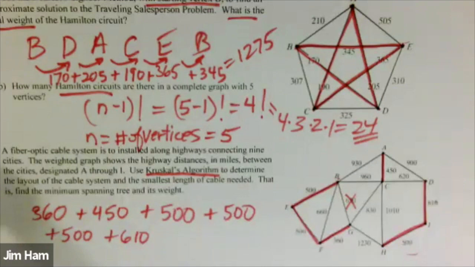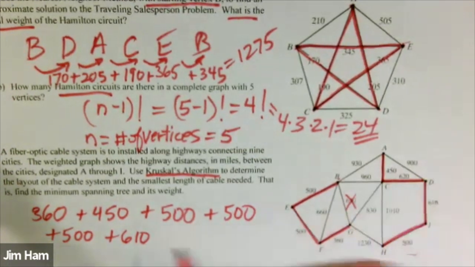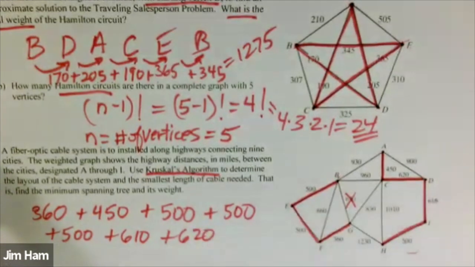Go on to the next smallest number. Oh, I guess that wasn't the next smallest one, was it? 620 was. So 620. Then we would skip 630. Okay, so one more, I think, is all we need. Remember the property about trees, that the number of edges is one less than the number of vertices.